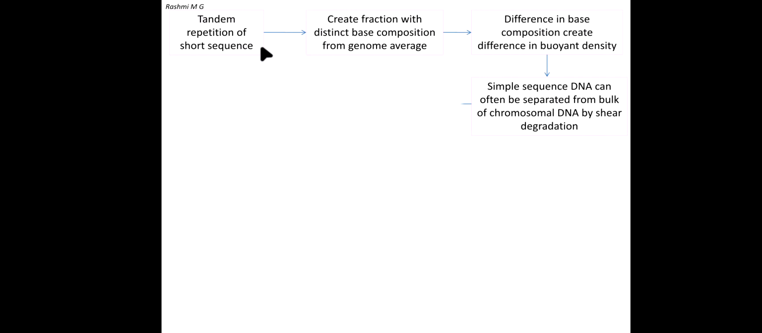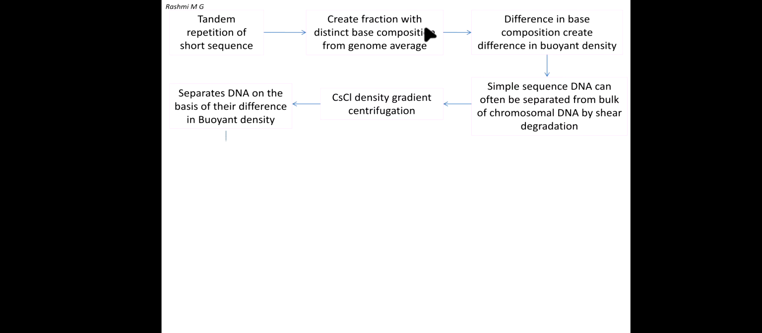Tandem repetition of short sequence creates a fraction with distinct base composition from the genome average. Difference in base composition creates difference in buoyant density. Simple sequence DNA can often be separated from the bulk of chromosomal DNA by shear degradation. Cesium chloride density gradient centrifugation separates this DNA on the basis of its difference in buoyant density.